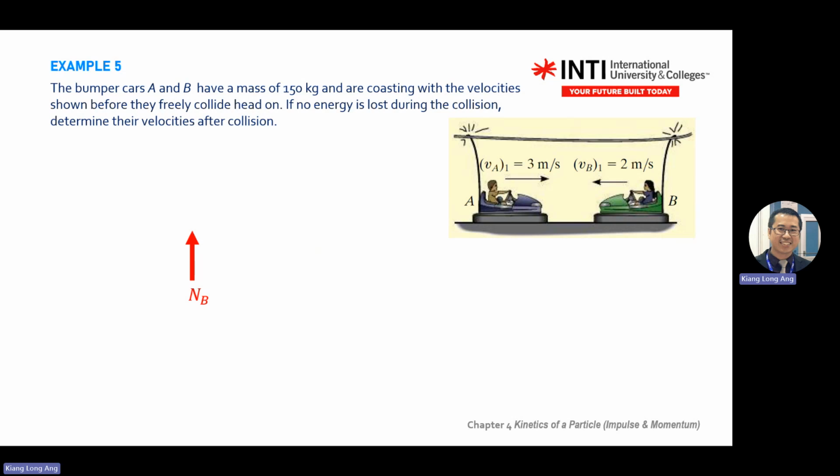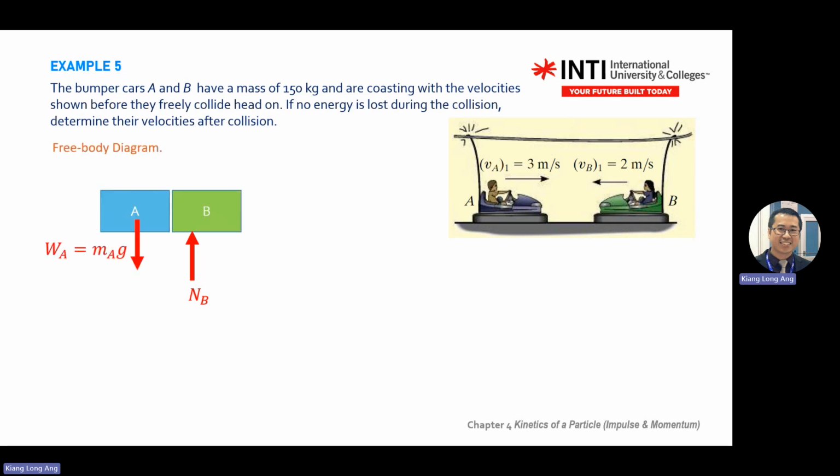Here, conservation of energy. No energy is lost. During collision, determine the velocity after collision. So you're given A and B velocity. Again, have a reference axis: going to the left positive, going to the right positive, going up positive.